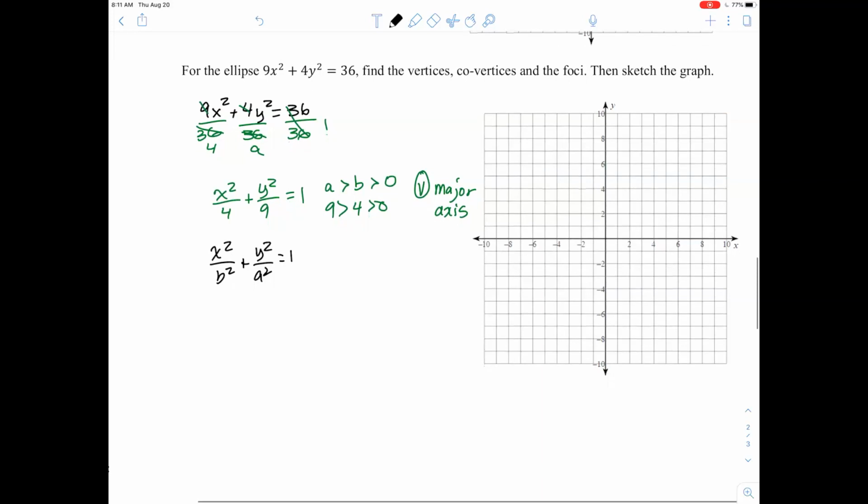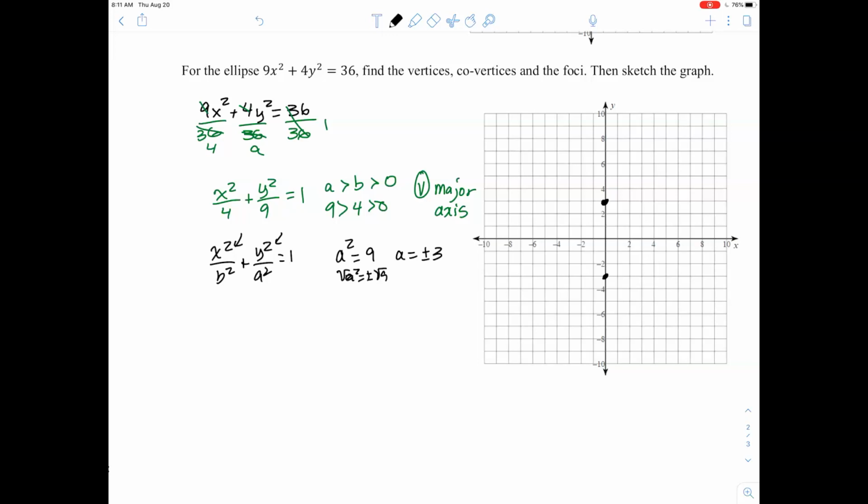So let's do that. Let's find A. All right, if a squared equals 9, then a equals plus and minus 3, correct? Because if I take the square root of a squared, plus or minus the square root of 9, a equals plus and minus 3. So that means off my 0, 0, because my vertex is at 0, 0, I would go up 3 and down 3. So those would be the ends of my major axis, or my vertices of my major axis.